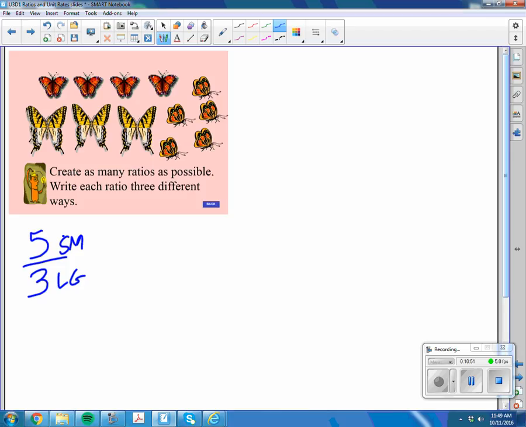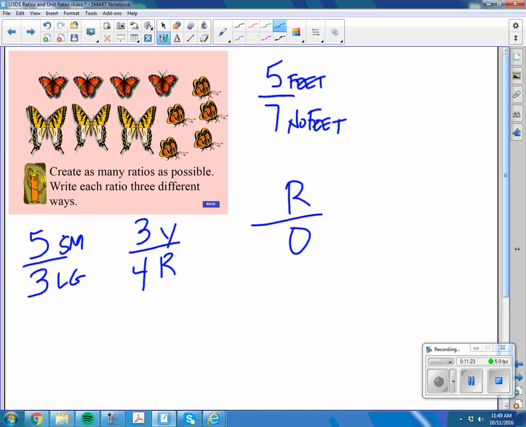Let's see. Nilla. Yellow to red butterflies. So you did yellow to red, and what'd you get as a ratio? 3 to 4. Perfect. Very good. Christopher. We got 5 to 7, 5 with feet that you can see, and 7 with no feet. I like that. That'll work. And you can't simplify. Gavin. Red to orange, and what'd you get? 4 over 5. And in each case, there's no simplification necessary.